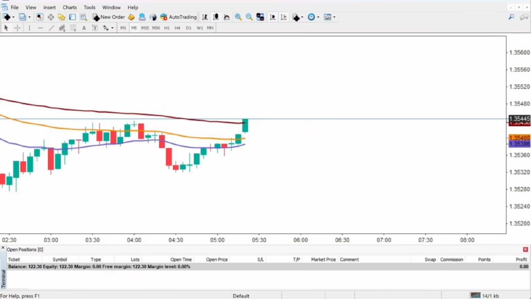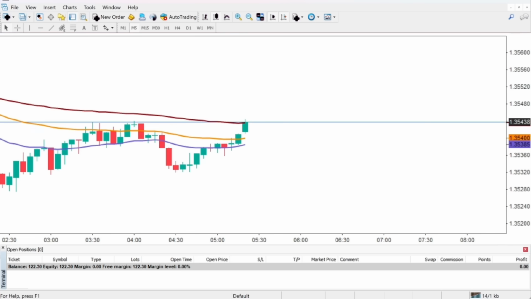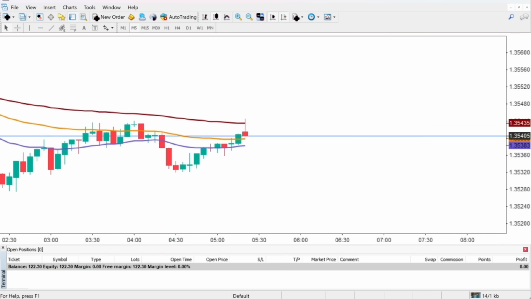No! Straight into SL. That's frustrating. Balance drops to $122.30. I mean, we're still up overall, so I can't complain too much. But man, finishing on a loss just never feels good. It's like leaving the casino after losing your last hand. You still made money for the night, but that taste at the end is just meh.